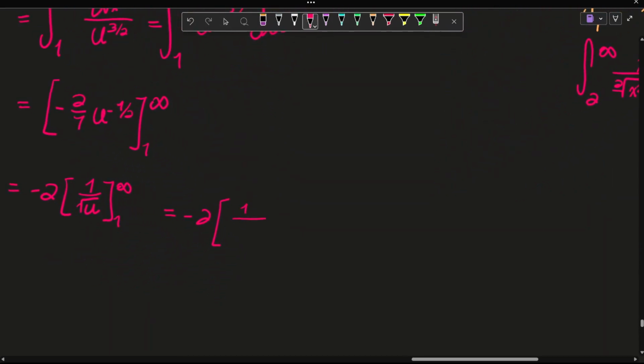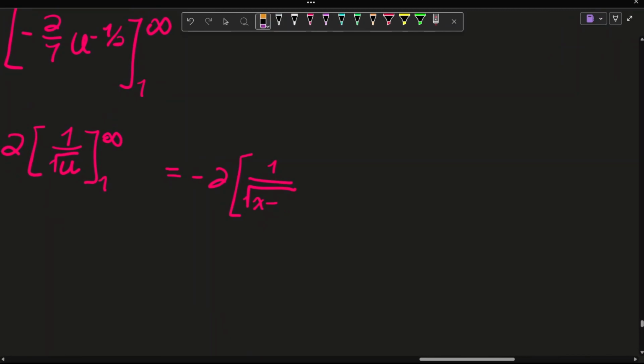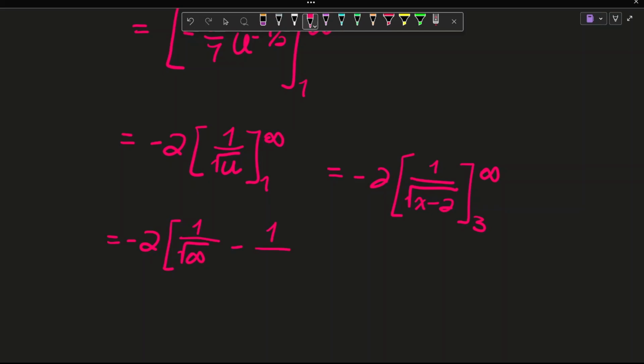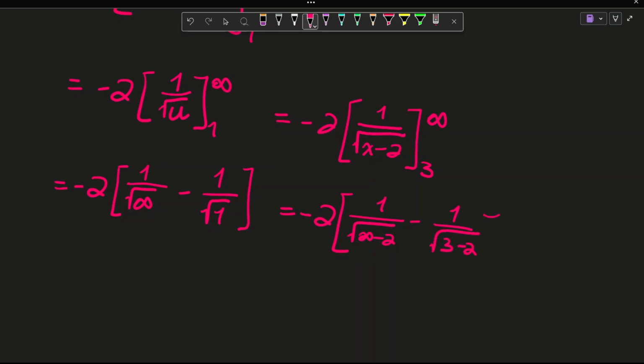You get 1 over the square root of x minus 3, was it? x minus 2. It was 3 to infinity. Alright, now we get negative 2 times 1 over the square root of infinity minus 1 over the square root of 1. That's equal to negative 2 times 1 over the square root of infinity minus 2, minus 1 over the square root of 3 minus 2.